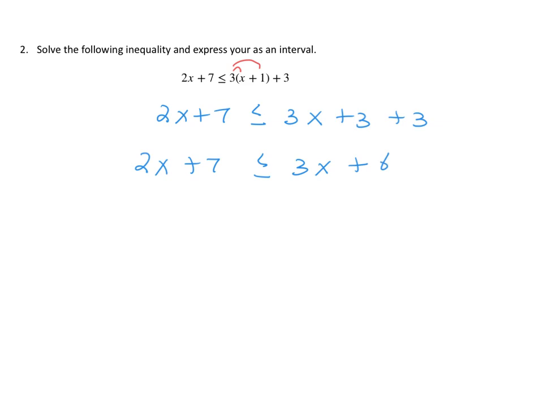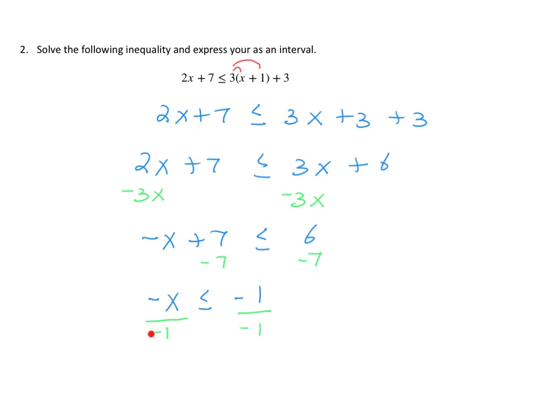I think what I'll do next is subtract 3x from both sides. 2x minus 3x is negative x, plus 7 is less than or equal to 6. And now I'll subtract 7 from both sides. And we get that negative x is less than or equal to 6 minus 7, which is negative 1. The last step here would be to divide both sides by this negative 1. So I'm going to divide the left and the right by negative 1.